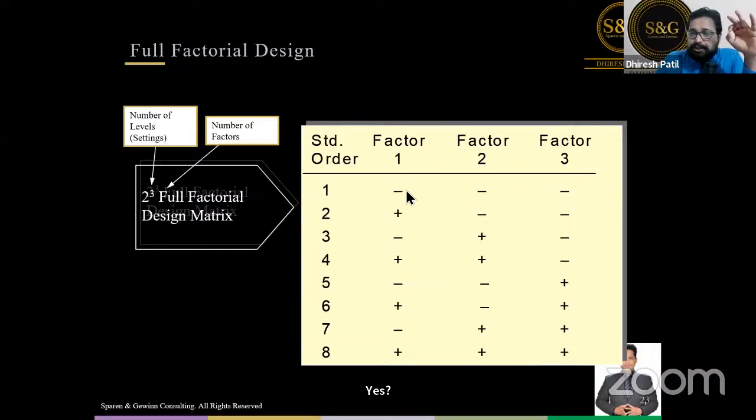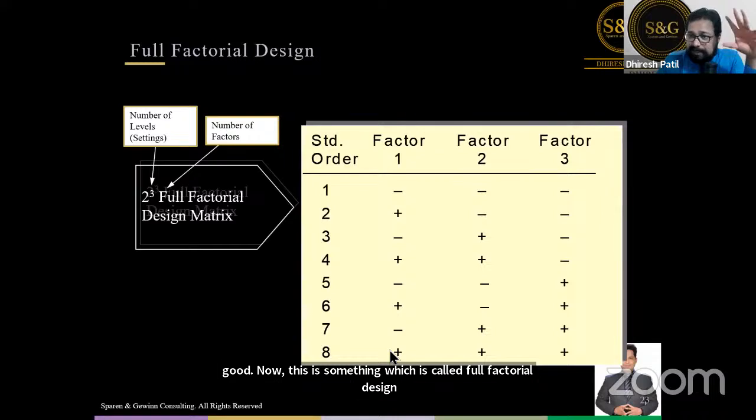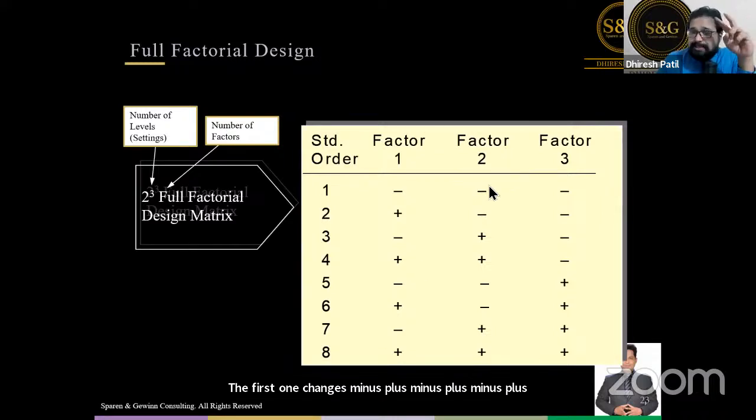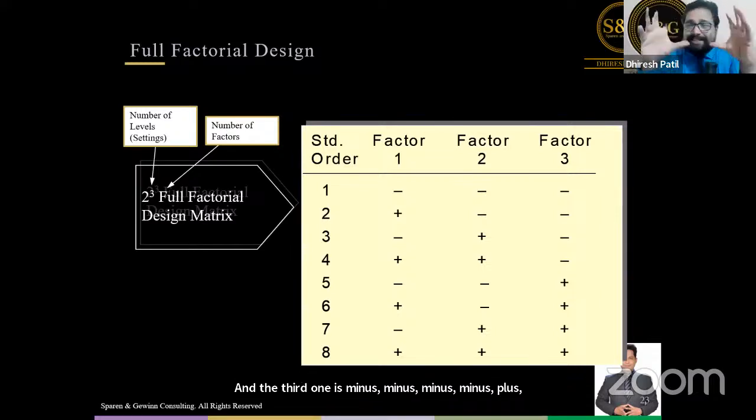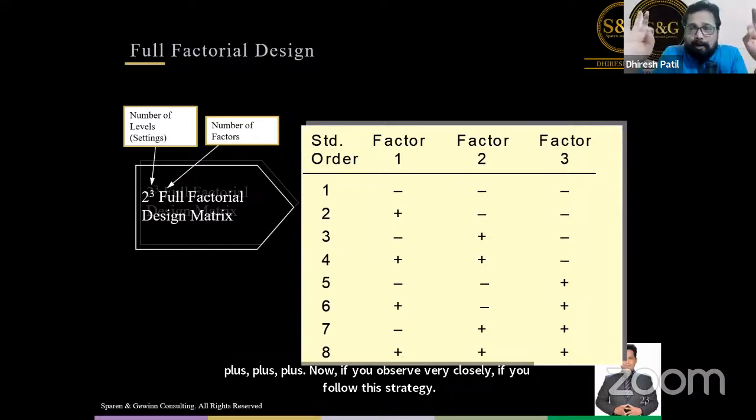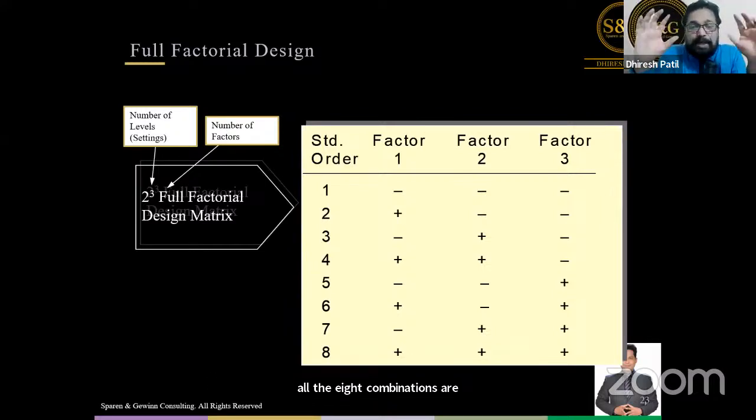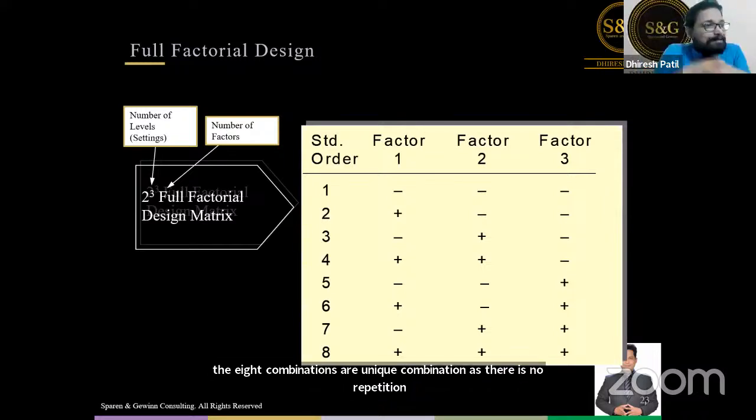Now, this is something which is called full factorial design. The first one changes minus plus, minus plus, minus plus, minus plus. The second one changes after every 2 runs: minus, minus, plus, plus, minus, minus, plus, plus. And the third one is minus, minus, minus, minus, plus, plus, plus, plus. Now, if you observe very closely, if you follow this strategy, all the 8 combinations are unique as there is no repetition and all combinations are covered.